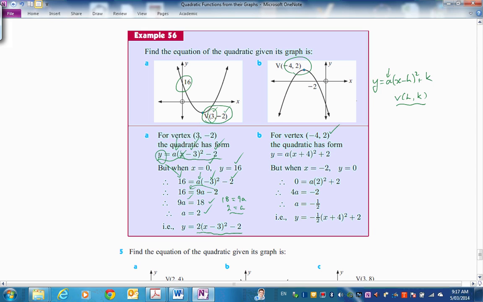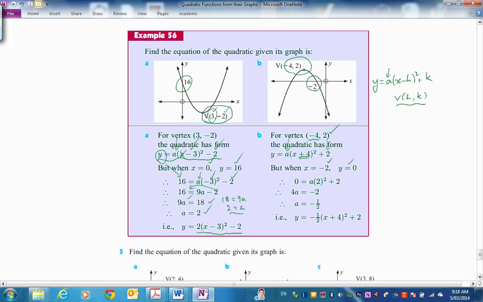Vertex negative 4, 2, same thing. It's going to be various steepnesses times (x take the x value of the vertex), that'll be x take negative 4, which is (x plus 4) squared, plus 2. And now we've got a value there: when x is negative 2, y is 0.